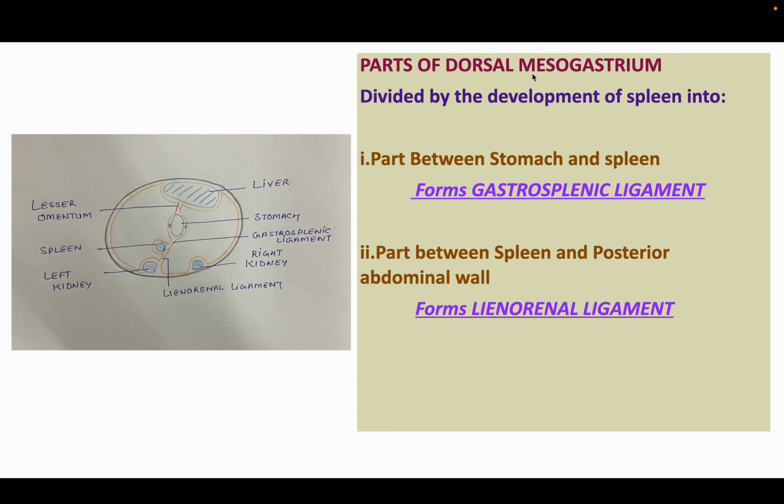Now similarly, the dorsal mesogastrium is divided by the development of the spleen into a part between the stomach and spleen, which is given the name gastrosplenic ligament, and a part extending between the spleen and the posterior abdominal wall, which is given the name lienorenal ligament. The word lienorenal is because of its relation with the kidney. Renal is kidney, lieno is related with spleen. It is just running in relation to the kidney, so it is not enclosing the kidney. The kidney is lying retroperitoneally.